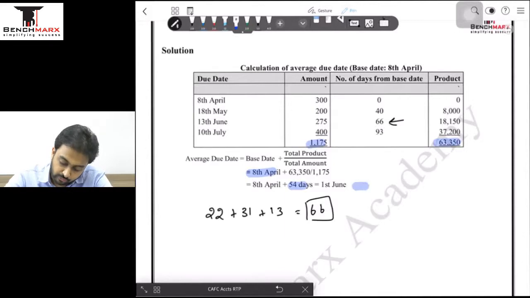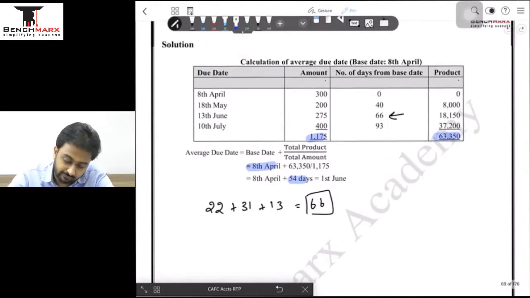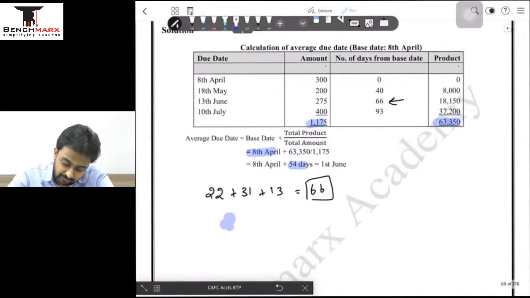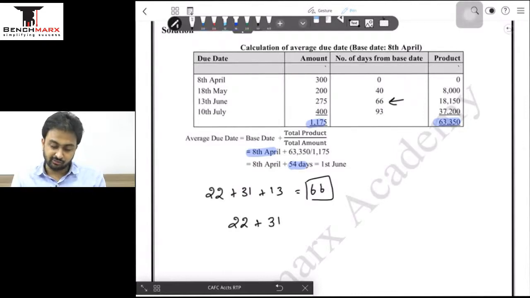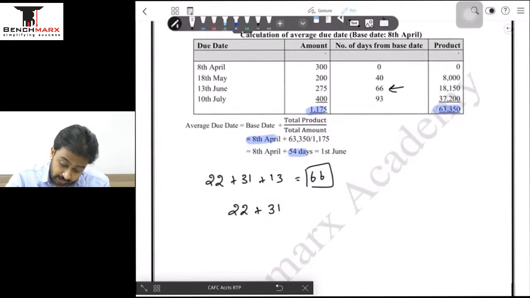How to travel to 1st of June? चलो 54 days travel करना है from 8th of April. I will first travel, अरे गलत पेन आ गया. I will first travel for 22 days of April, then I will travel for 31 days of May. अपना 53 days travel हो चुका है, 13 days बाकी है from 8th April. नहीं, 13 days, 22 days of April, 31 days 53, हाँ तो 13 days बाकी है अपना. तो 1st of June, something is wrong.